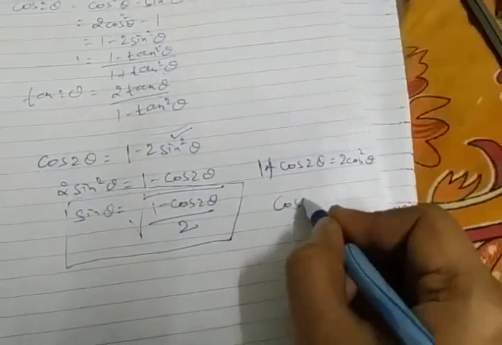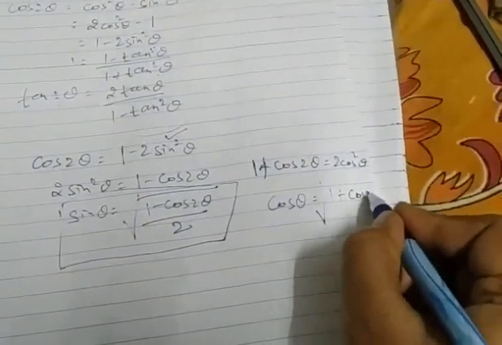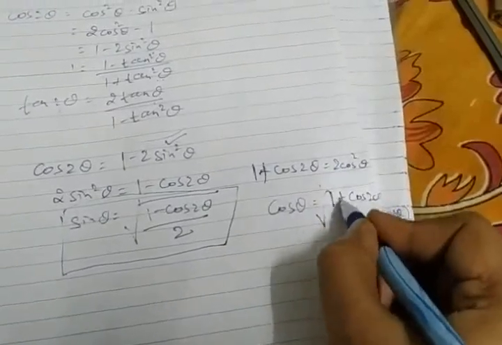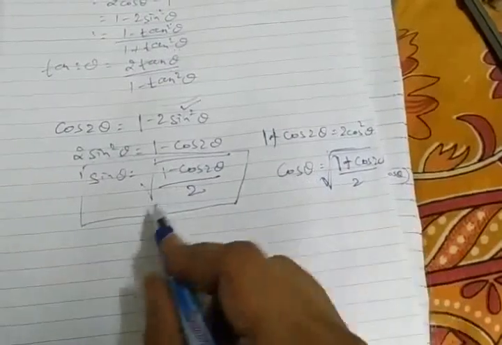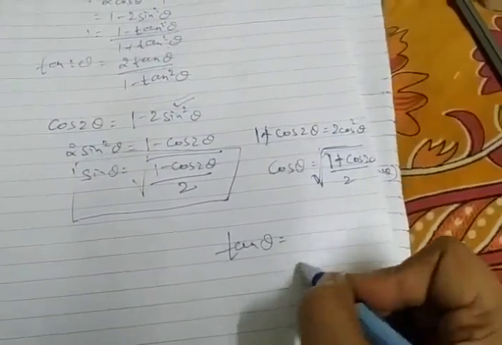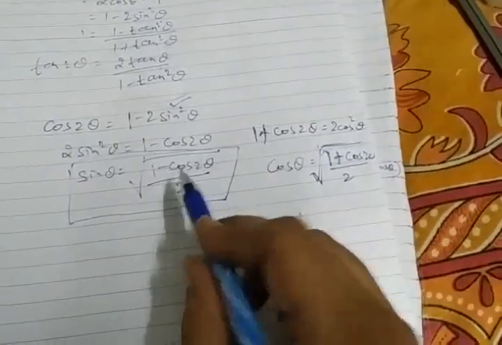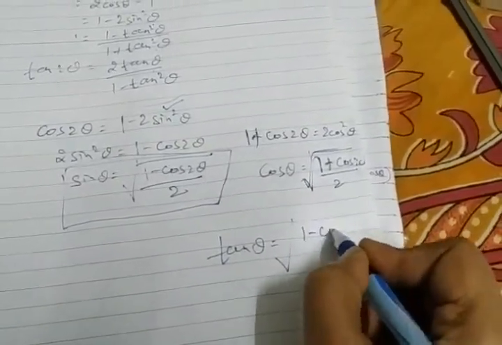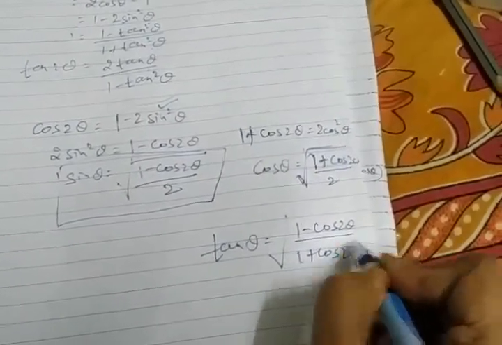So what is cos theta? In terms of cos 2 theta, you should say it is the square root of (1 plus cos 2 theta) divided by 2. The same two formulas can be merged and we can think about tan theta also. Tan theta, definitely I should say, is sin by cos, and therefore it is the root of (1 minus cos 2 theta) divided by (1 plus cos 2 theta).